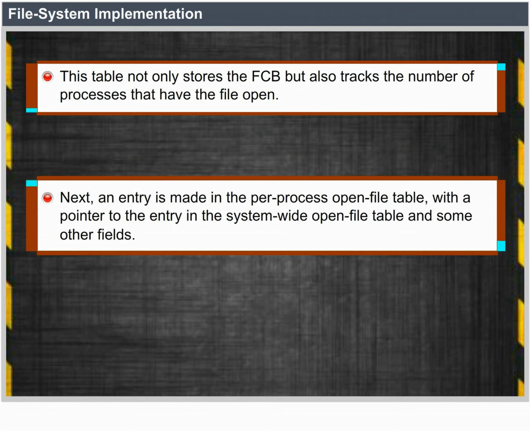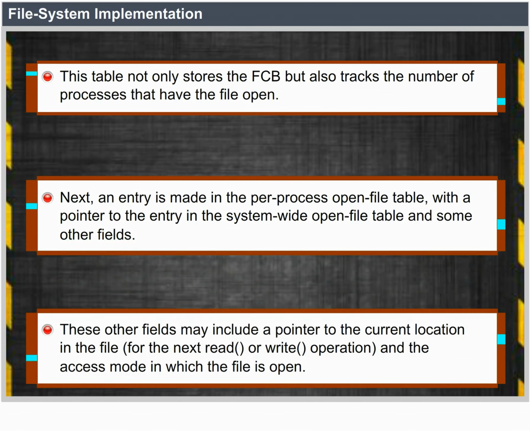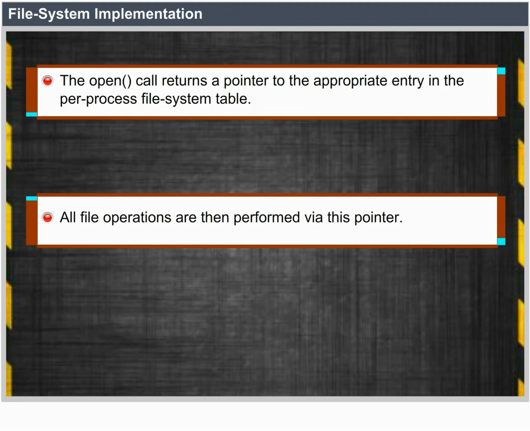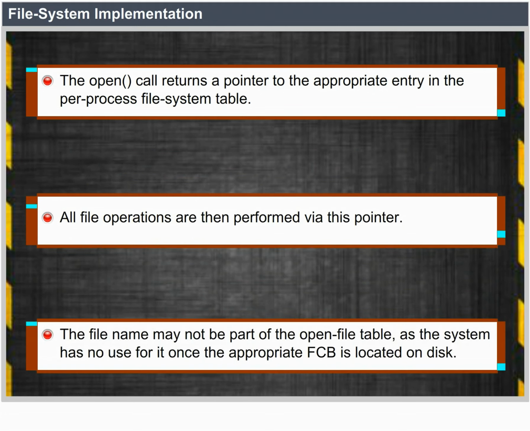These other fields may include a pointer to the current location in the file for the next read or write operation and the access mode in which the file is open. The open function call returns a pointer to the appropriate entry in the per process file system table. All file operations are then performed via this pointer. The file name may not be part of the open file table as the system has no use for it once the appropriate FCB is located on disk. It could be cached, though, to save time on subsequent opens of the same file.